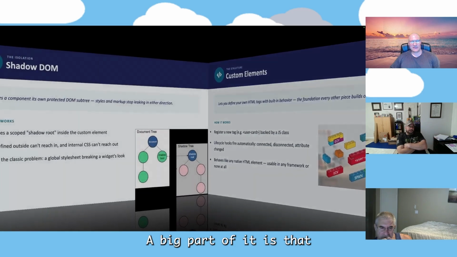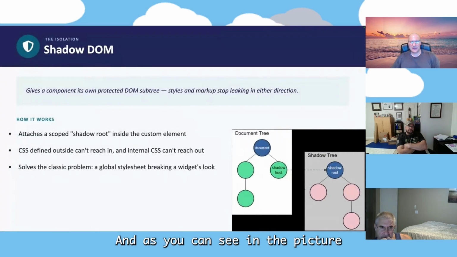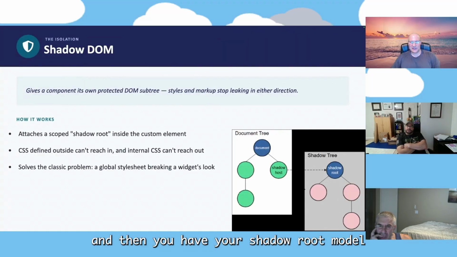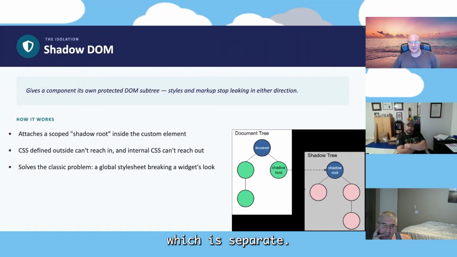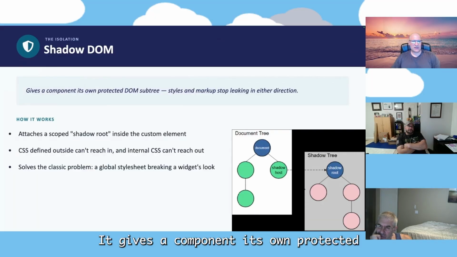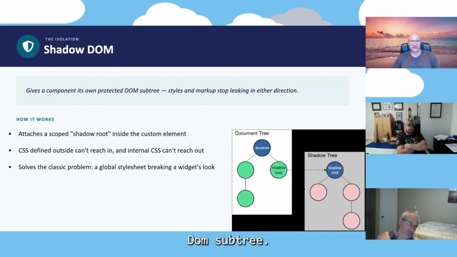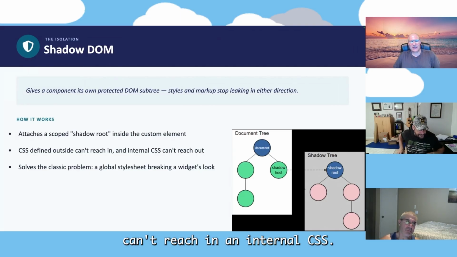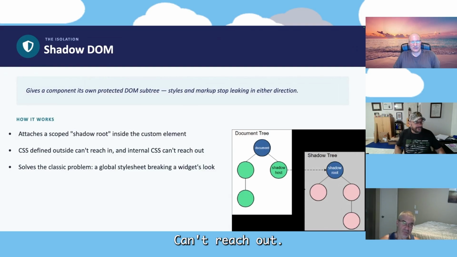A big part of it is the shadow DOM that it creates. As you can see in the picture, you have your regular document object model, and then you have your shadow root model, which is separate. See how it's isolated, it's separated. It gives a component its own protected DOM subtree. Styles and markup stop leaking in either direction. It attaches a scoped shadow root inside the custom element. CSS defined outside can't reach in, and internal CSS can't reach out. It solves the classic problem of a global style sheet breaking a widget's look.